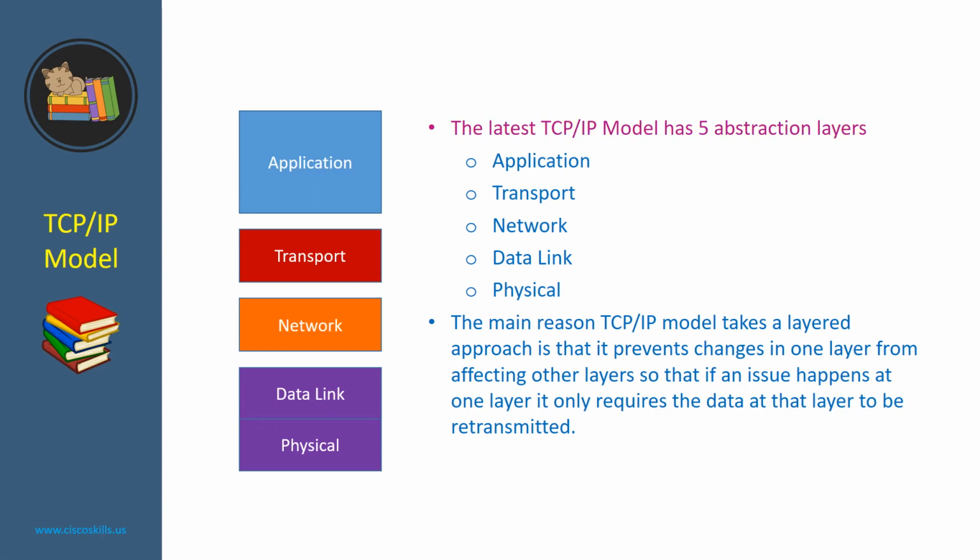The latest TCP/IP model has 5 abstraction layers: application layer, transport layer, network layer, data link layer, and physical layer. The main reason TCP/IP model takes a layer approach is that it prevents change in one layer from affecting other layers, so that if an issue happens at one layer, it only requires the data at that layer to be retransmitted.